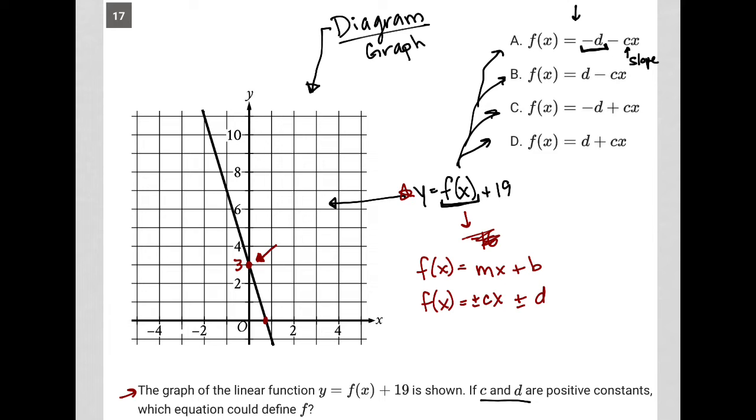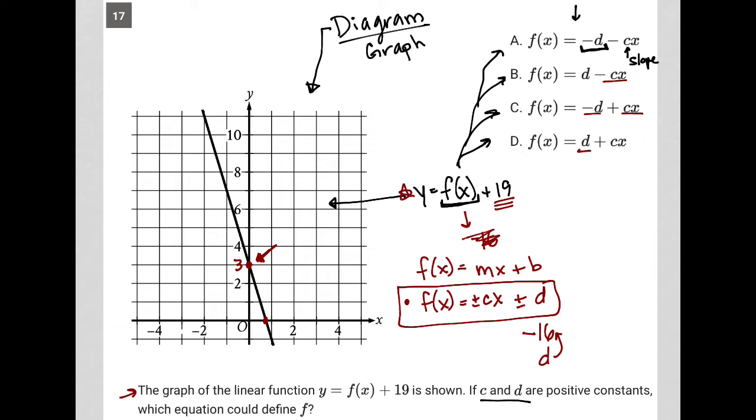How do I know that? So I see some answers that have a positive d, some have a negative d. Some have a positive cx and some have a negative cx. So I'm not sure which one it is yet. But this is a structure because this is what we look at for linear equations. Then how would the combination of this plus 19 lead me to having a graph that has a y-intercept of positive 3? The only way is if this d is negative 16, right?